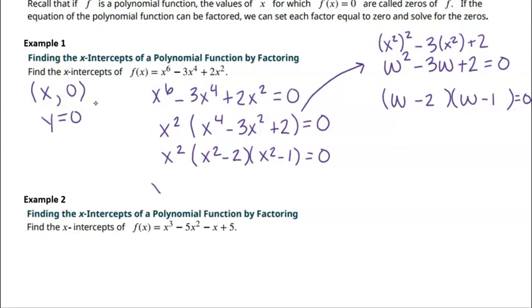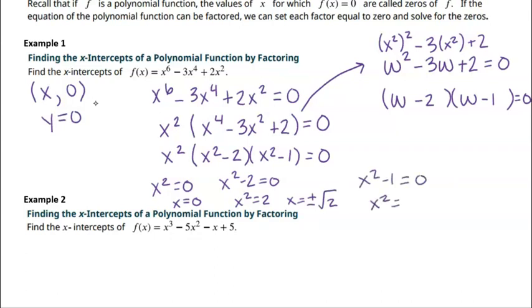I know that this is going to be 0 when x squared equals 0, or when x equals 0. When x squared minus 2 equals 0, now be careful, that means that x is equal to both plus and minus the square root of 2. And when x squared minus 1 equals 0, same. And so those are my x-intercepts.